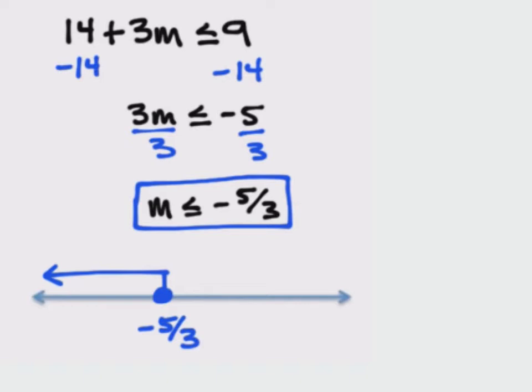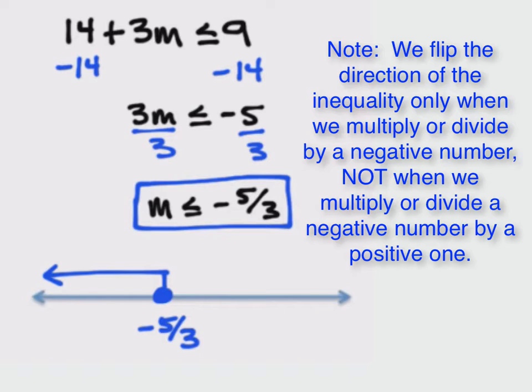Alright, I hope everything went well for you. And one note I wanted to make is we flip the direction of an inequality only when we multiply or divide by a negative number, not just when we end up with a negative number. In this case, our solution set here is m is less than or equal to -5/3, and even though we ended up with a negative number here, it does not mean we needed to flip the direction of our inequality. We only divided by 3. We did not divide or multiply by a negative number.